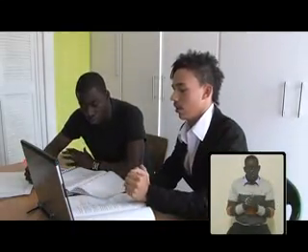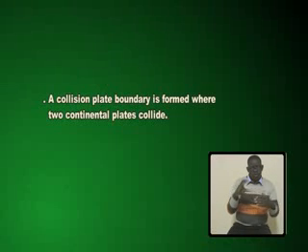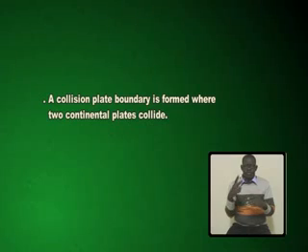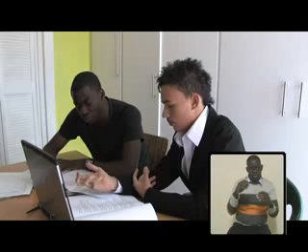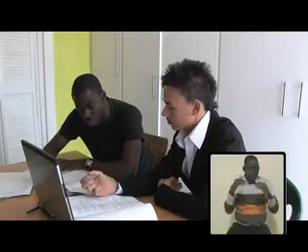Okay, but what about those that are formed at a collision plate boundary? A collision plate boundary is where two continental plates collide. The best example is the Eurasia plate colliding with the Indo-Australian plate. Oh, I know which fold mountains are formed along that boundary. It is the Himalaya mountains. Yes, and fold mountains that are formed when two continental plates collide are called intertectonic fold mountains. This is because they lie in the center of the continent.